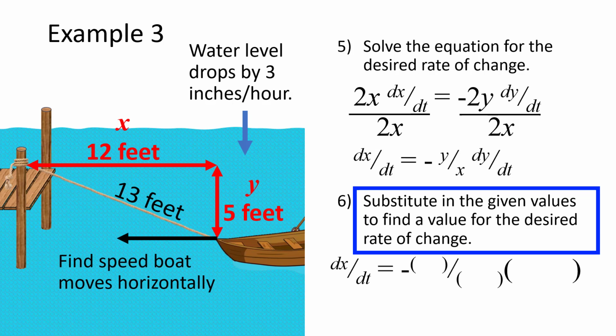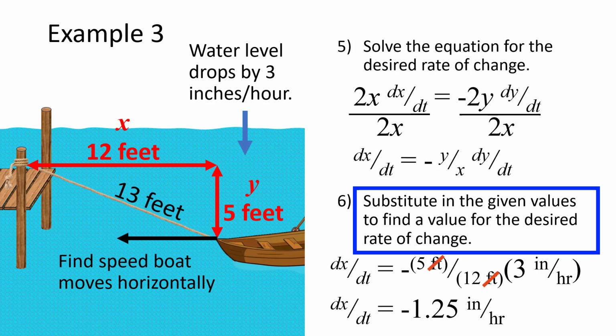At the moment of interest, y is 5 feet and x is 12 feet. The units of feet will cancel, leaving that fraction as simply 5 over 12. The only remaining units are the units of dy/dt, so we can use any convenient units there. I'm going to stick with the given 3 inches per hour, although you could convert to feet per hour if you wanted to. Note that the boat is moving downward, which increases the distance y, so dy/dt is a positive 3 inches per hour. This gives us dx/dt equals negative 1.25 inches per hour.